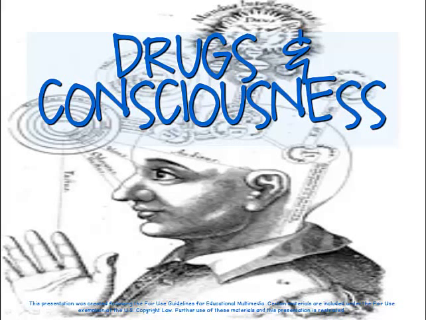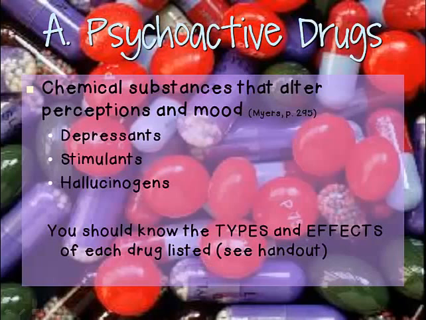Right, I'm going to do a quick lecture here on drugs and consciousness, simply because I know that people like to hear the notes presented as opposed to just reading them. So, when we're talking about psychoactive drugs, we're talking about substances that alter our perception of reality and alter our mood. Three categories of psychoactive drugs that you need to be familiar with: depressants or downers, stimulants or uppers, and hallucinogens, those types of drugs that cause mild to severe hallucinations.